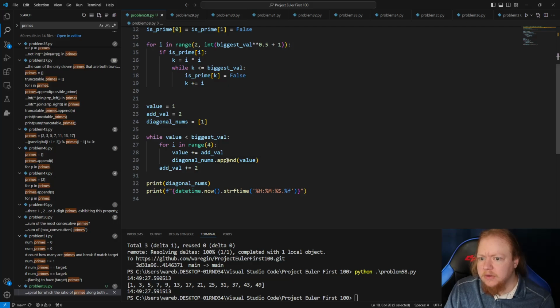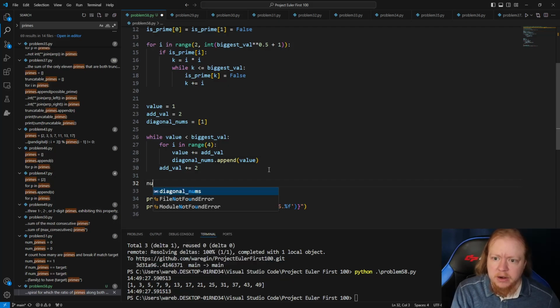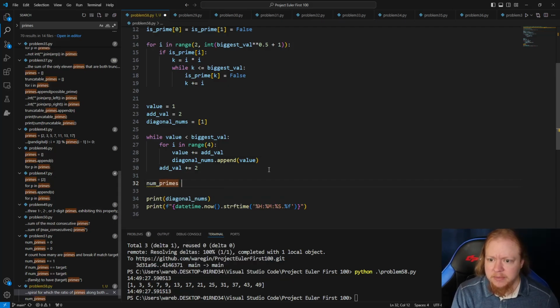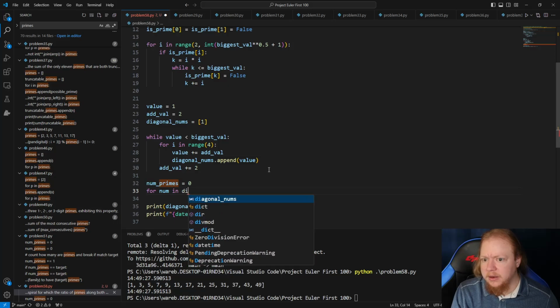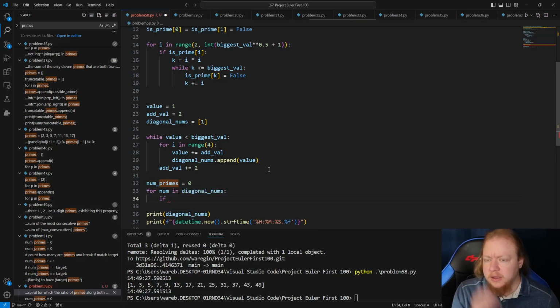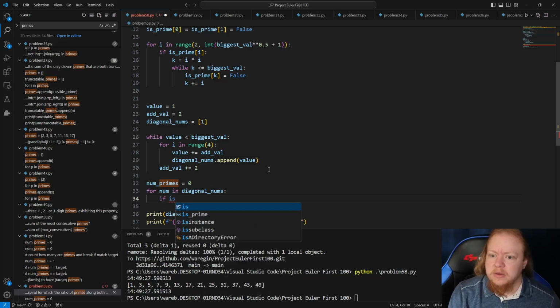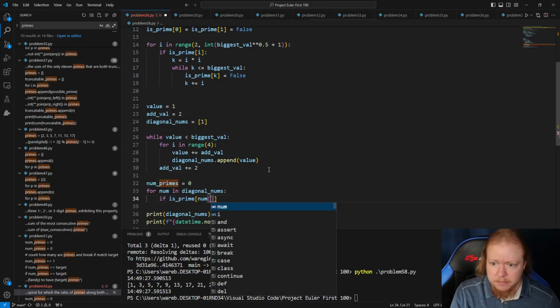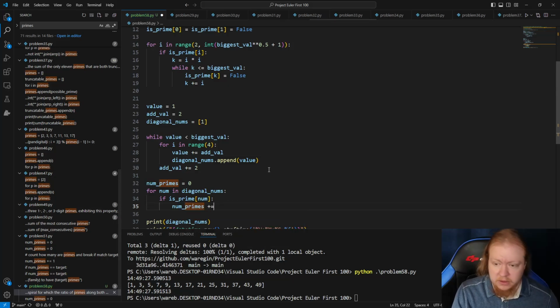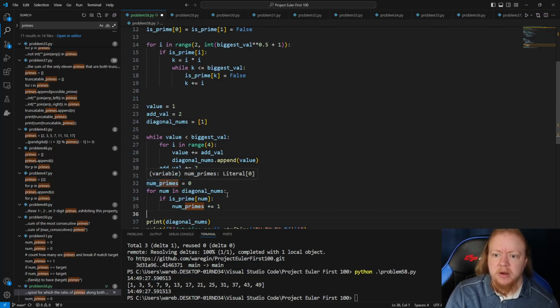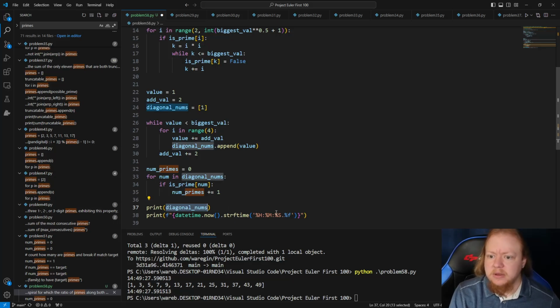And what we're going to do is, in diagonal primes, or diagonal nums, we're going to count num primes equal to 0, for num in diagonal nums, if is prime num, num primes plus equals 1. So literally just counting the number of primes in our list of the numbers on the diagonal.